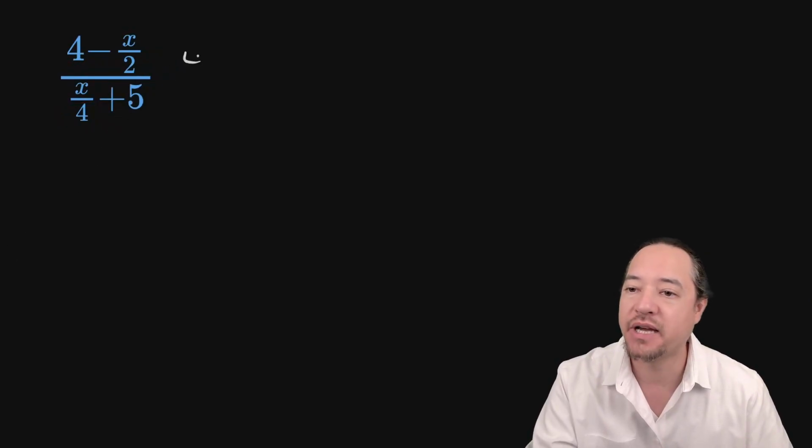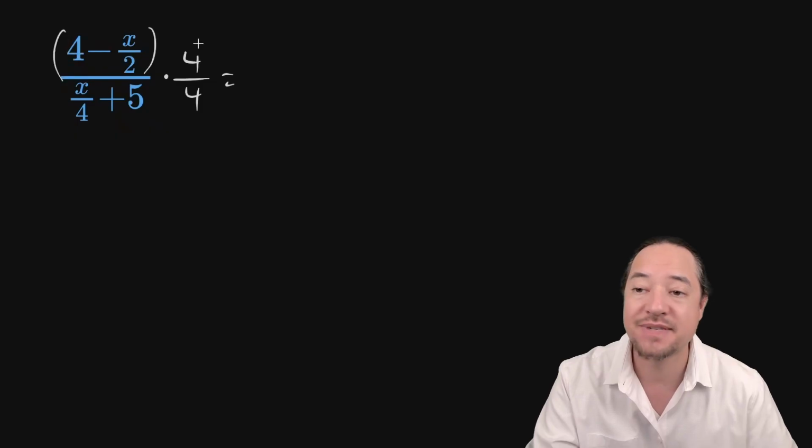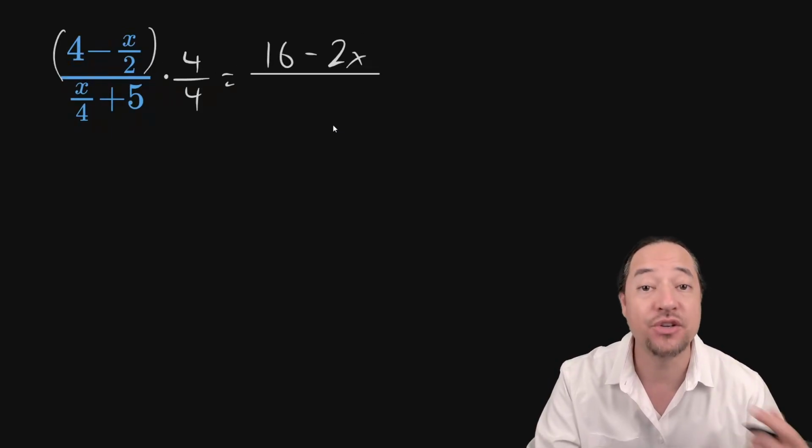So I'm going to multiply this by a 4 over 4. Let's see what happens when I do that. So in the numerator, I'm multiplying this 4 times that entire numerator. So 4 times 4 is going to give me a 16. And then this x over 2 times a 4, well, that'll just give me a 2x. So that's what I get in the numerator.